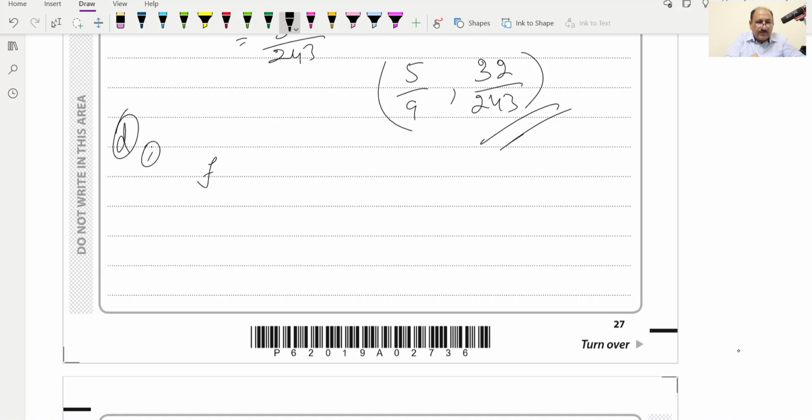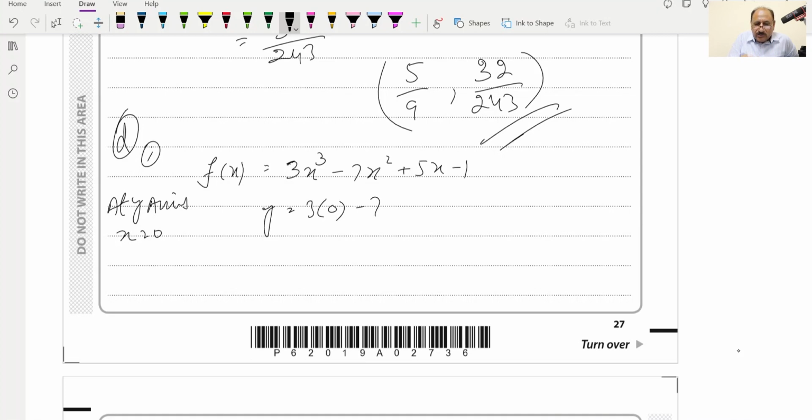D1 part: f of x is equal to 3x cubed minus 7x squared plus 5x minus 1. This is the equation given. Now when x is equal to 0, because we are on the y-axis, x will be equal to 0, so y will be equal to 3 into 0 minus 7 into 0 plus 5 into 0 and minus 1, so this will be equal to minus 1.